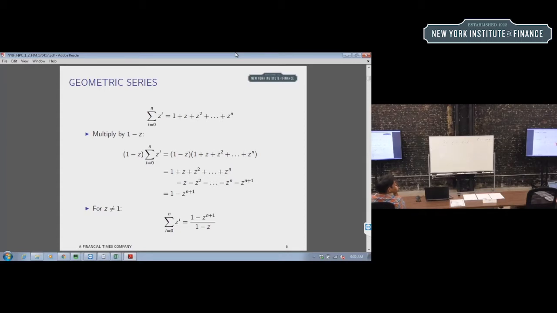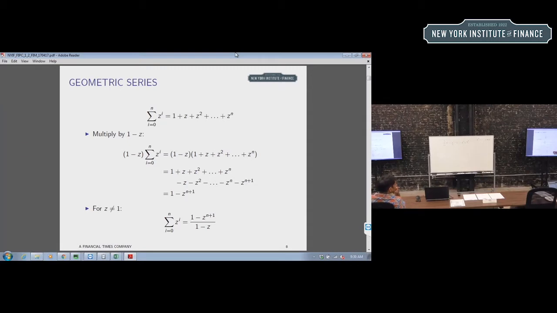1 minus z, right? And what I'm doing in the next line is I'm taking 1 and multiplying it by that, which just returns that sum. And then I'm multiplying by minus z, which, minus z times 1 is minus z. Minus z times plus z is minus z squared. Minus z times plus z squared is minus z cubed, which is not here. And it goes all the way to minus z to the n plus 1.